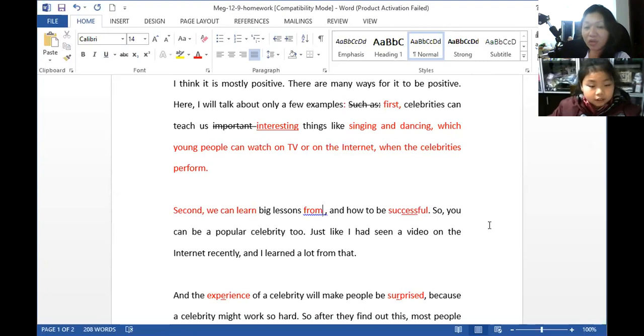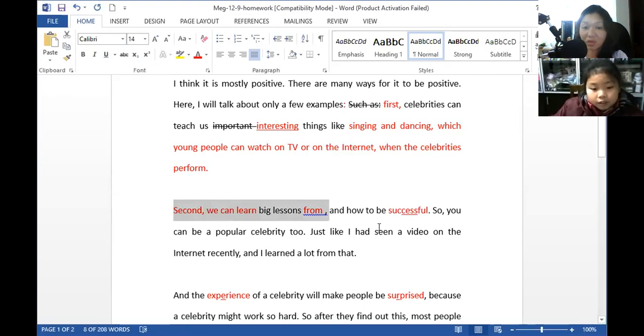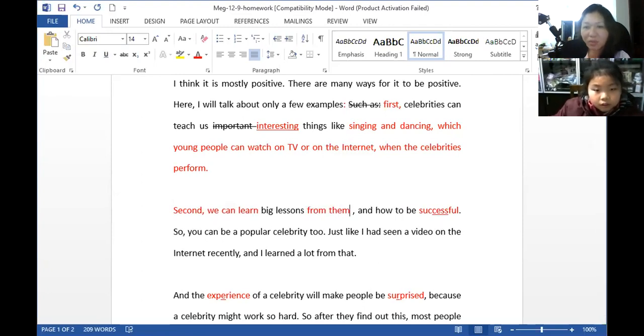Yes, celebrities. Don't forget your subject. Your celebrities are the subject. So how will you complete your sentence now? Second, we can learn big lessons from celebrities. Okay, from celebrities, or you can just say them because you already mentioned celebrities the first time. You can learn big lessons from them. So what do you think? What should the next sentence be?